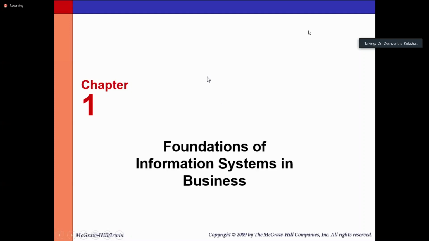Okay, so we will move to chapter 1 and we will not finish chapter 1 as indicated in the course outline. We will stop halfway and continue it during the next week. Chapter 1 title is Foundations of Information Systems in Business. So we are going to look at the foundations of information systems which are used in business organizations, which will be vital for most of you.